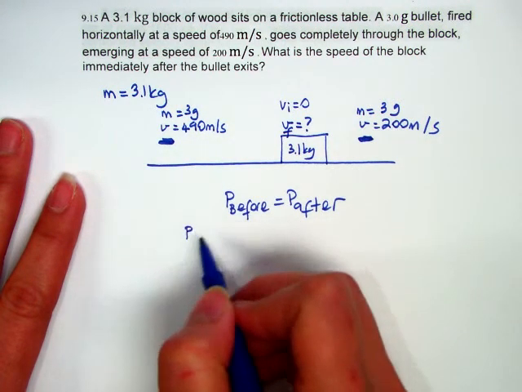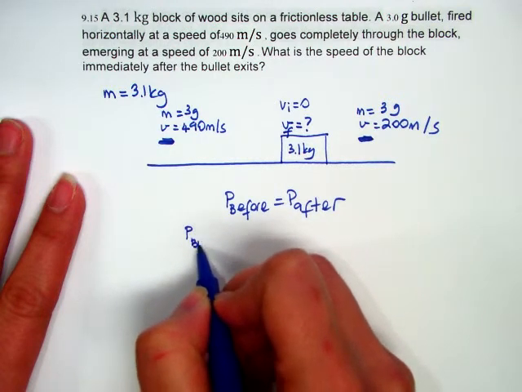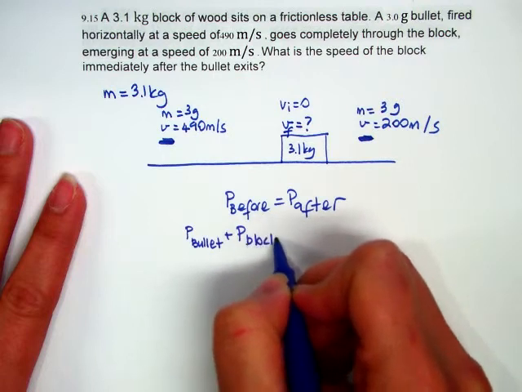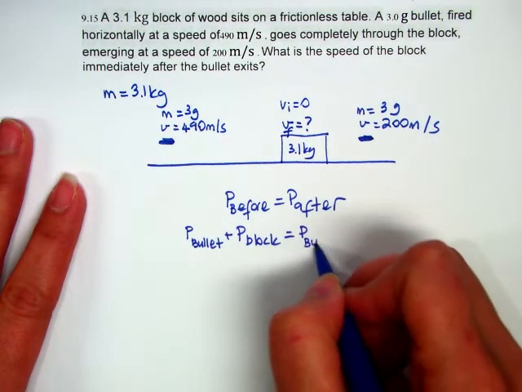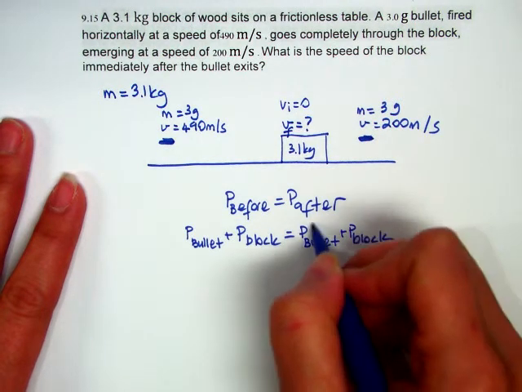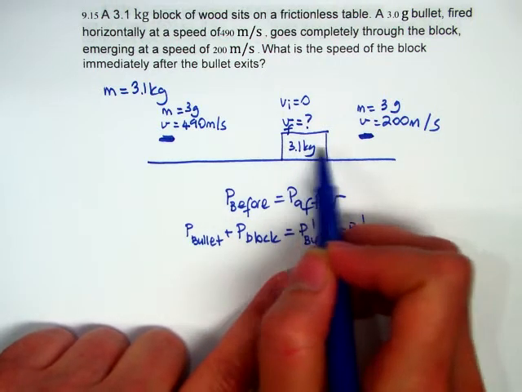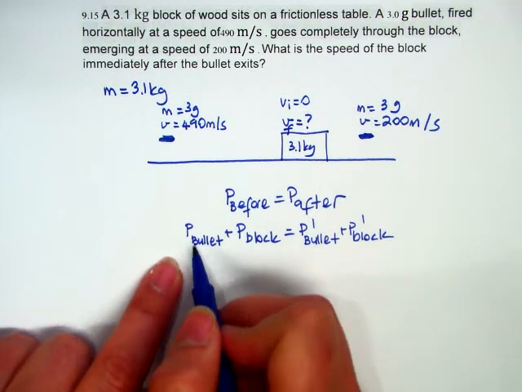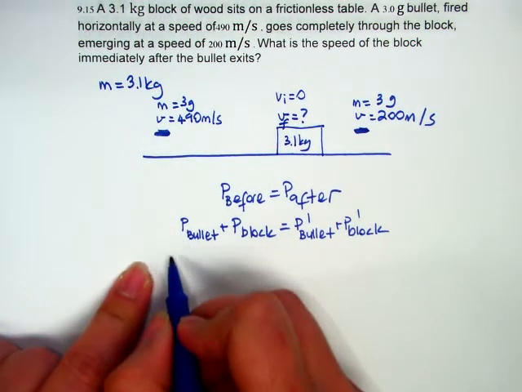So momentum for the bullet plus momentum of the block is going to be the same thing on this side. It is still the bullet and the block, but I'm going to call them prime because it shows after the bullet goes through the block. Momentum is mass times velocity. I'm just going to plug it in.